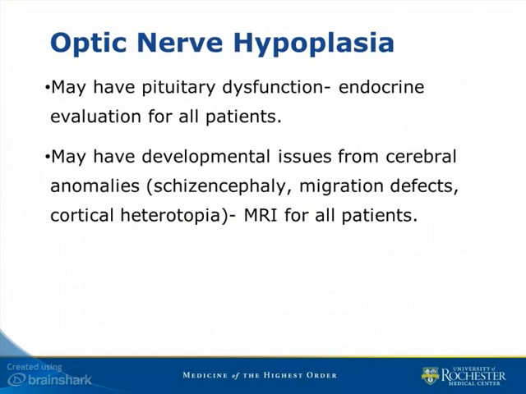Optic nerve hypoplasia can be associated with a number of intracranial abnormalities. Most commonly with pituitary dysfunction, these patients may have ectopia of the posterior pituitary on imaging, but even patients with normal imaging may have endocrine dysfunction. So there should be endocrine evaluation, or at least consideration by the pediatric team, for all patients with optic nerve hypoplasia. They may have other developmental issues from cerebral anomalies such as schizencephaly, migration defects of the cortex, or cortical heterotopia. An MRI can be considered for all patients as well.